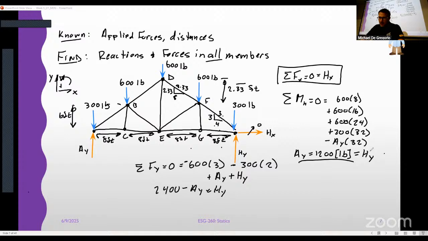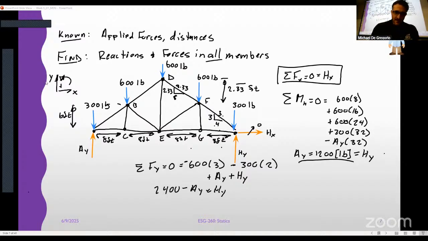Cool. Any questions so far? Reactions are pretty straightforward for this one. Not too bad. Nothing crazy, no applied moments or distributed loads. I originally tried to incorporate a distributed load on this, but that made the problem very, very mean, and I decided against that. You're welcome.